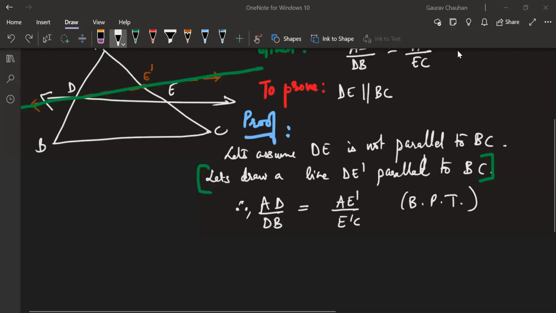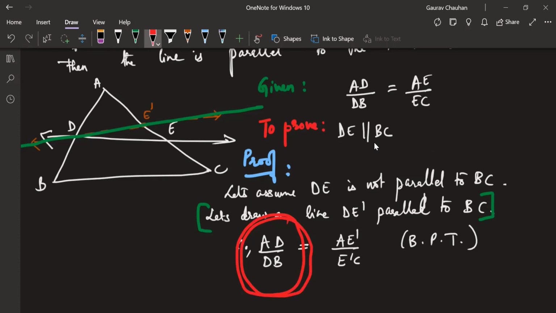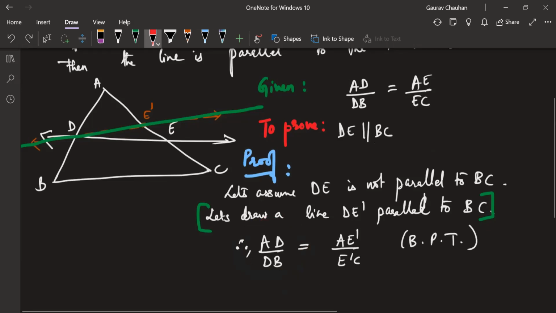So here we were at this stage, right? Now here, I want you to notice very carefully what you are already seeing. What is this left hand side? Is something known about this left hand side? Is something already known about this particular thing? Anyone? Are you able to hear me? Anyone see something which is known about AD by DB?